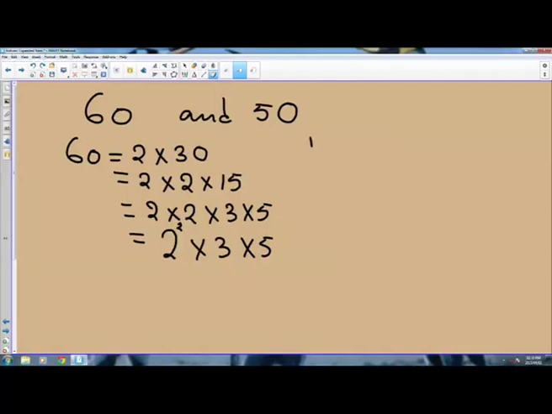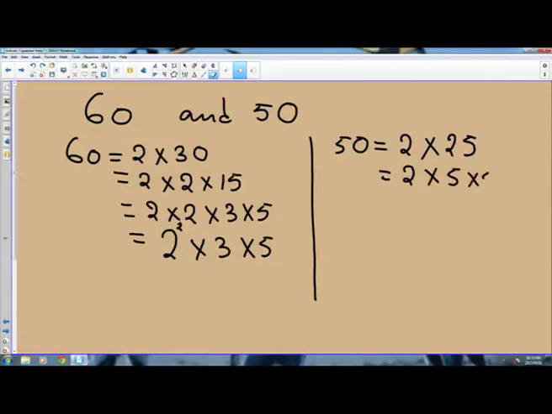What about 50? 50 as a product of its prime factors will be 2 times 25. And then this will be 2 times 5 times 5. This gives 2 times 5 squared.